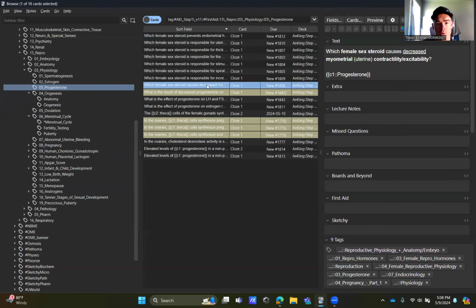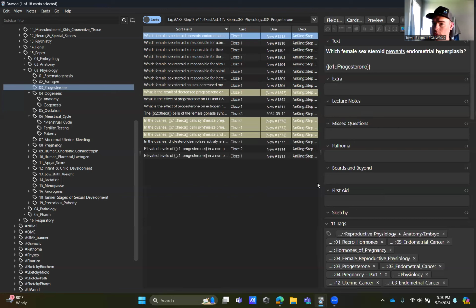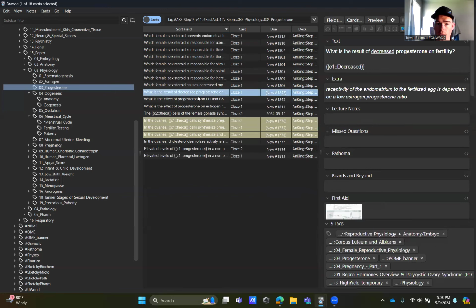Then we're going to go to progesterone. And progesterone, you can activate the whole section if you want, and the ones to not have activated is what is the result of decreased progesterone on fertility? Decreased. You can activate this if you want, but I just kind of intuitively am remembering this. Like if you have low hormones, you're not going to be as fertile and able to, I guess, get pregnant. Females would not be able to get pregnant as easily. And that's just because you can read this little extra Y that explains it. So I just kind of left that as I can intuit my way through that question if it comes up. But pick it up if you want. It's just one more card.